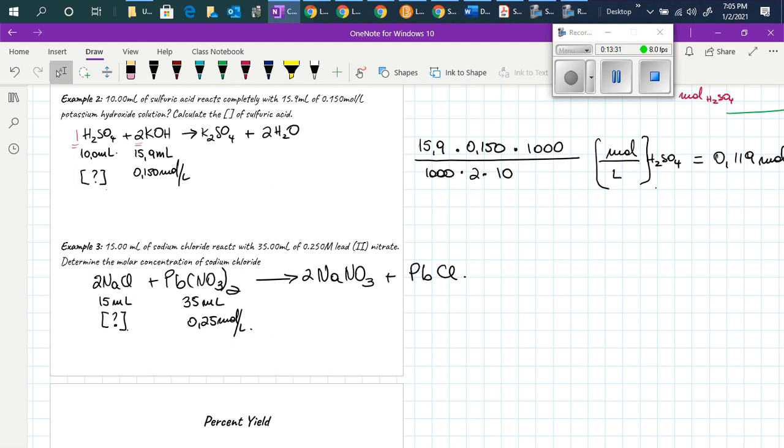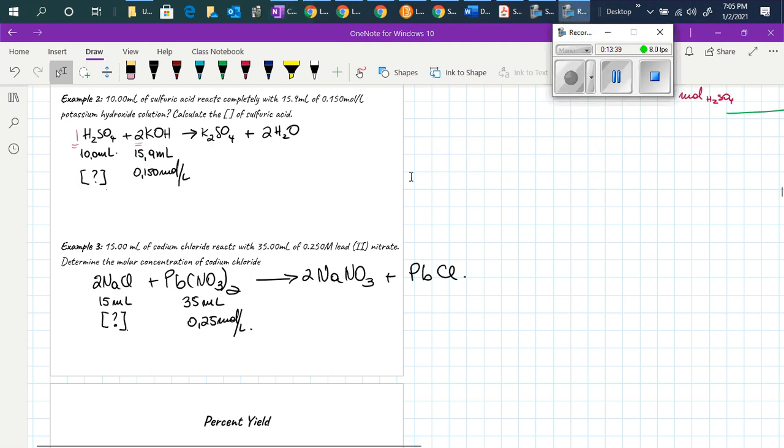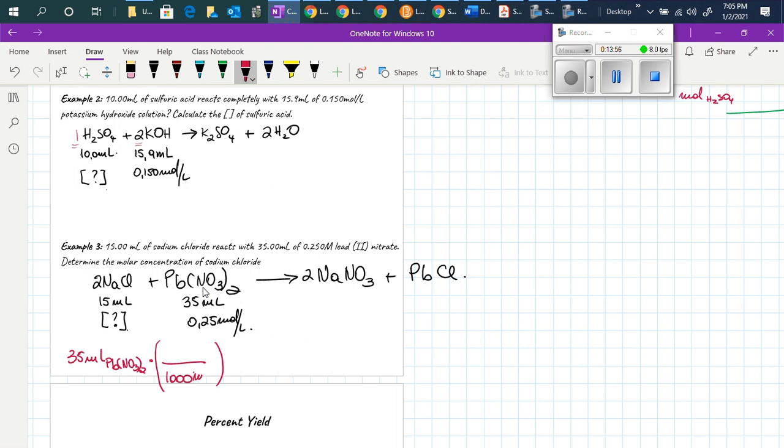Now we'll start with what is given. So I'll erase that. We'll start with what is given: 35 milliliters of Pb(NO3)2 times 1 liter per 1,000 milliliters of Pb(NO3)2. So milliliters and milliliters cancel out.